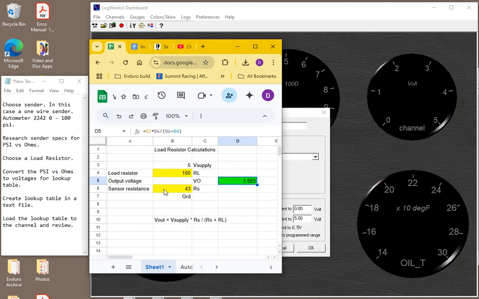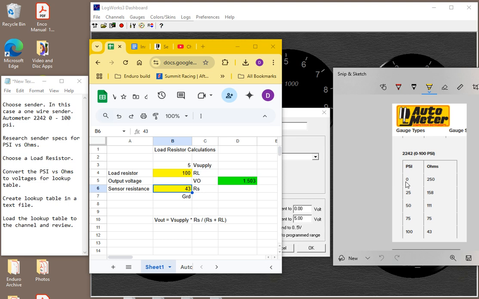So we're going to start out at 250 ohms at 0 psi. We enter 250 ohms there, and it comes up at 3.571. So that is our 0 psi voltage. Write all this stuff down: your psi's, your ohms, and then another column for voltages. So at 0 psi, 250 ohms, we have 3.571 volts.